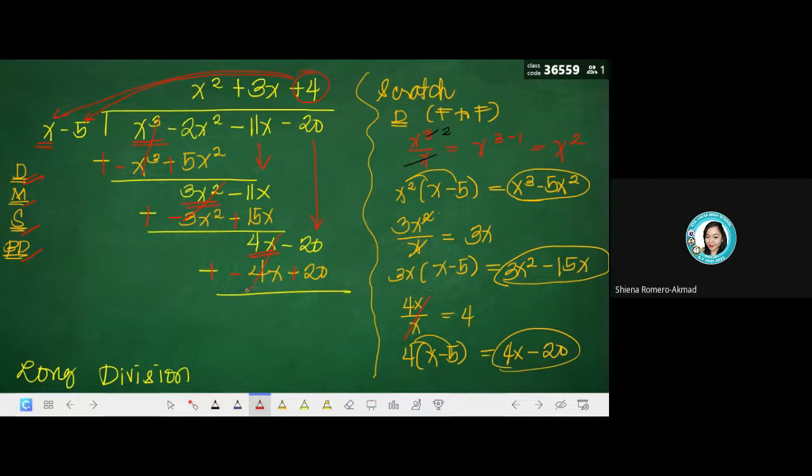Okay, so this will be 0 and this will be 0 also. So what will be our remainder? Our remainder is 0. Okay, so ano yung final answer natin? Our final answer, burahin na natin yung mga unnecessary marks na meron tayo dyan, is x squared plus 3x plus 4. So how do you write this?